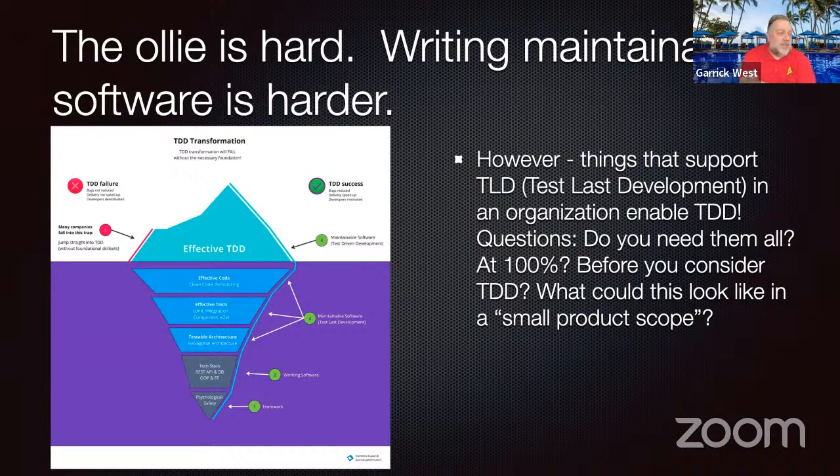This is effectively the concept that in order to do TDD, you still have to be able to do the level below. Effective coding is right below effective TDD. And below that, you've got effective tests. And below that, you've got a testable architecture. And then at some point, you still have to have working software.